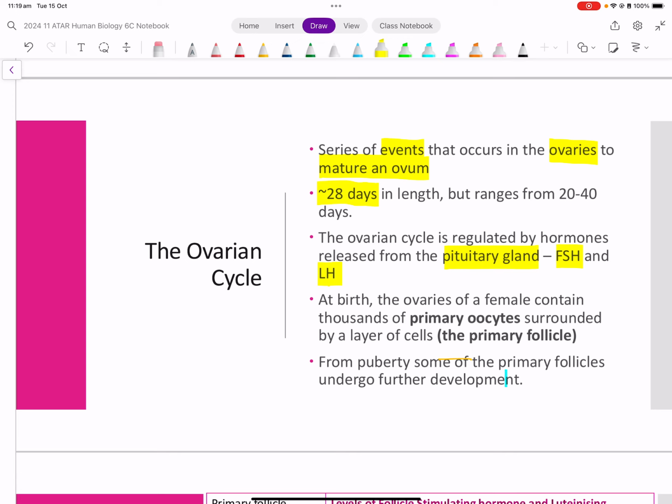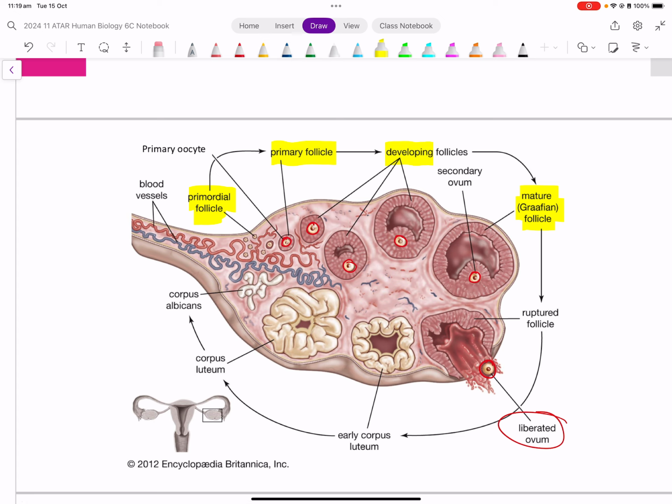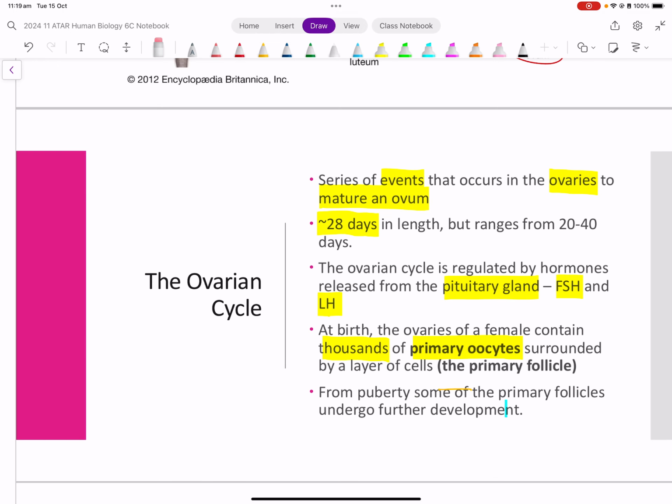Now, at the time of birth, the ovaries of a human female contain thousands of primary oocytes. So if we come back up to our diagram here, we can see what I'll highlight in green is the primary oocyte, this in here. When we're talking about these primary oocytes, they are surrounded by the primary follicle. And from puberty, some of those primary follicles will then undergo further development, leading into our developing follicles.